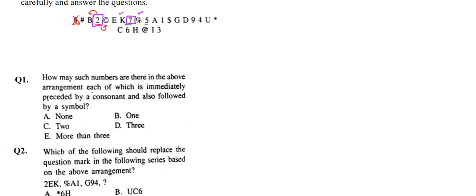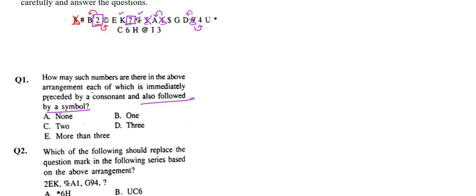Then we have a 5, which is preceded by a symbol and followed by a letter. We need a number which is preceded by a consonant, but this is preceded by a symbol, so we won't take 5. Then we have 1, but you can see 1 is preceded by A, which is a vowel, not a consonant, so we cannot consider 1 also. Then we have 9. So 9 is preceded by a consonant, but it is not followed by a symbol. We also need it followed by a symbol, so we will not consider 9.